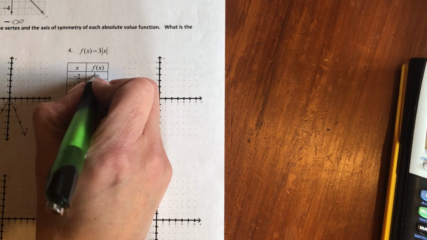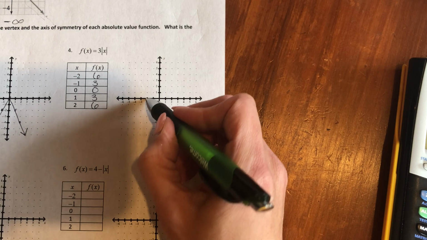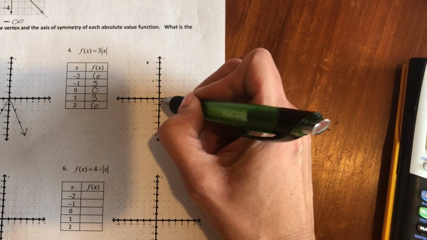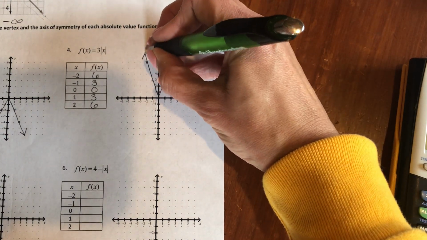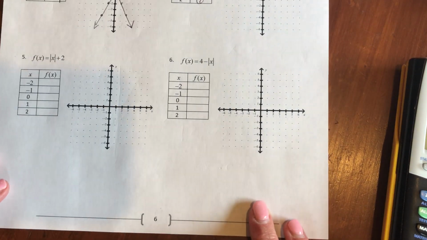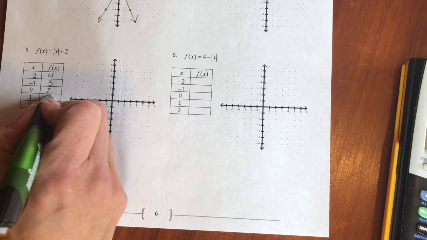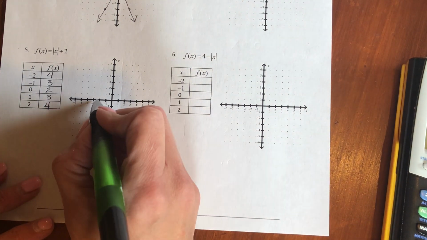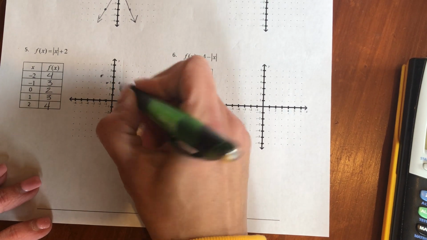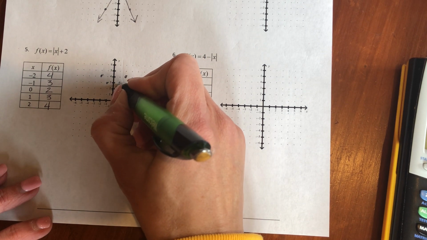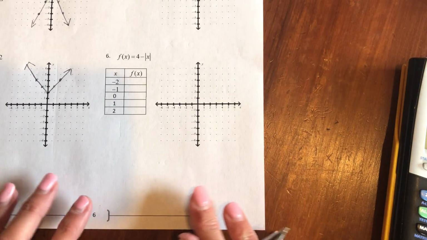Plug in each one. Graph it. Plot these points. Make your V. Okay, plug it in. And graph it. Make your V there. And last one here.